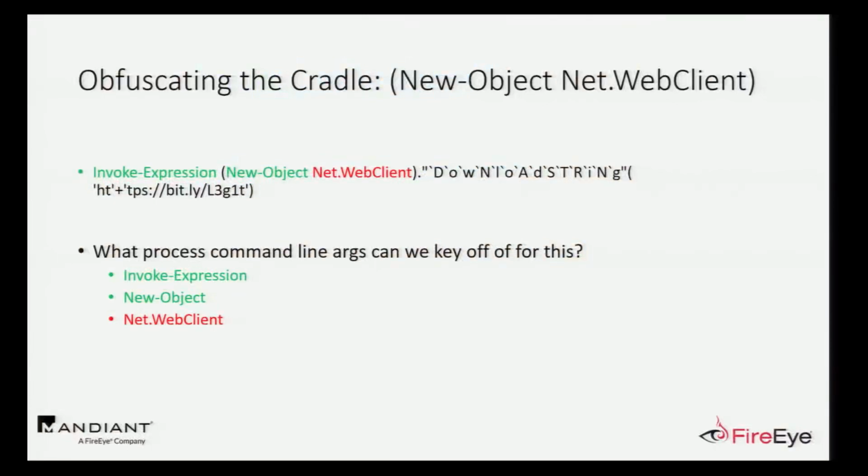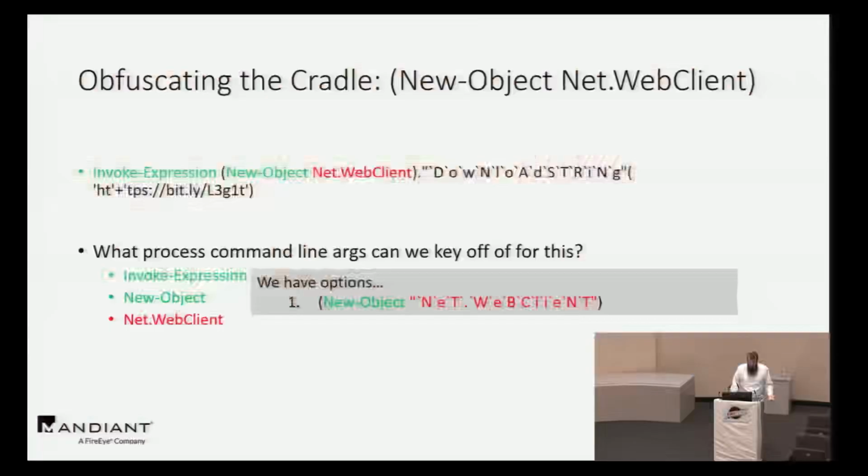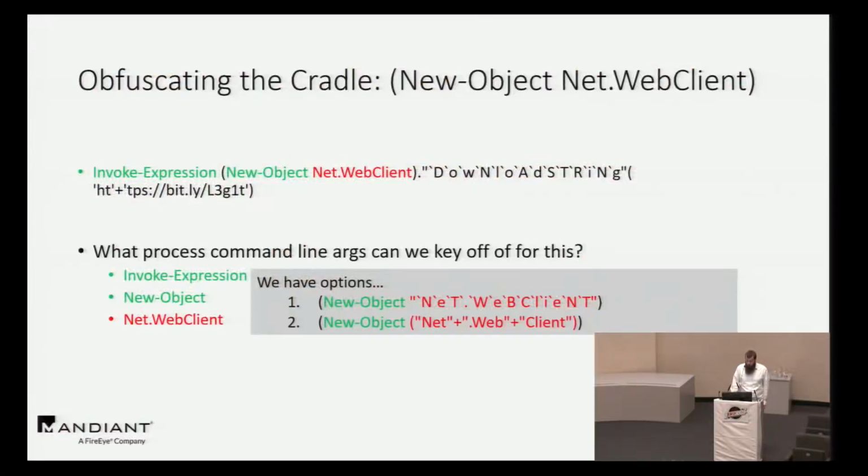Net.webClient. So this is referencing a .NET class, but syntactically it is an argument to the new object command. So from an argument perspective, there's a lot of options we have. This is pretty simple. We can throw double quotes and tick marks like we did before. We can throw parentheses around it and then concatenate it in line or set it as a variable or reorder it any way we want.